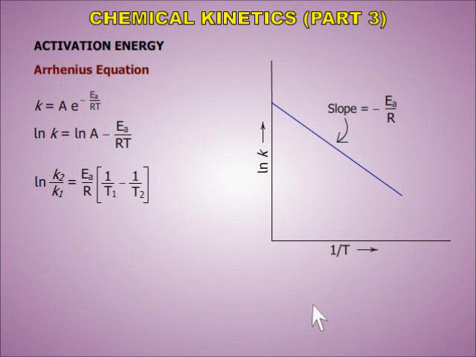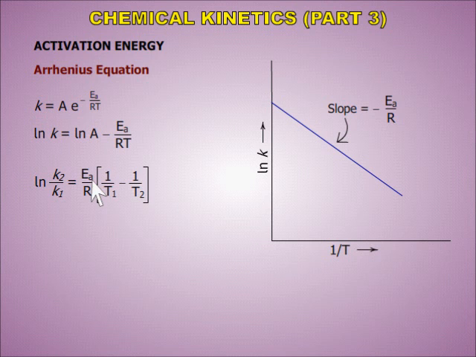The activation energy may be calculated from the Arrhenius equation like this. We plot a curve ln k versus 1/T, and the slope of the curve gives minus activation energy divided by R, from where energy of activation may be calculated. Otherwise, if we have two values of k at two different temperatures, then we may calculate activation energy like this.